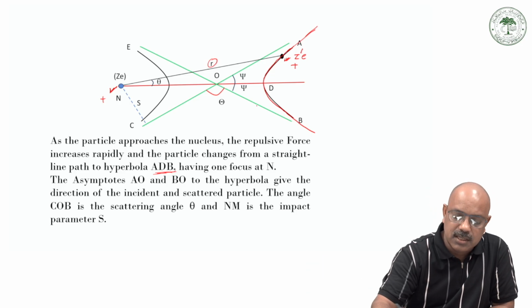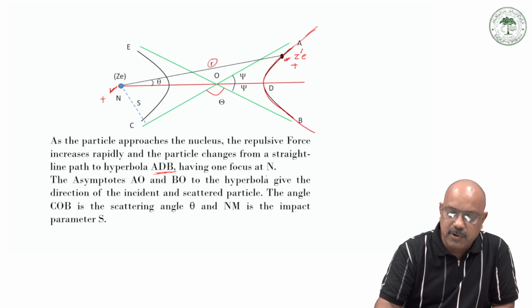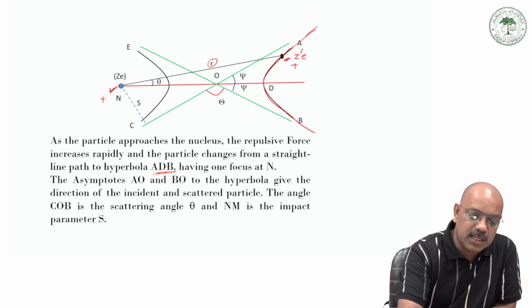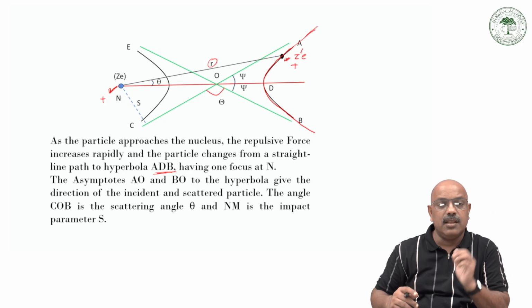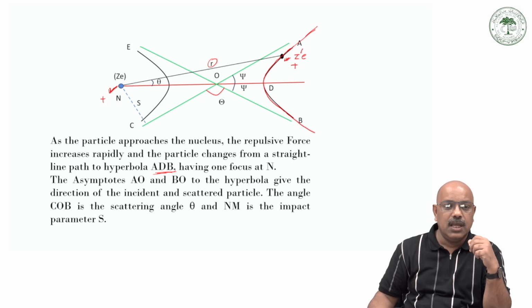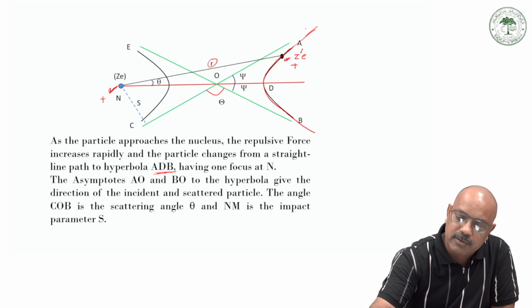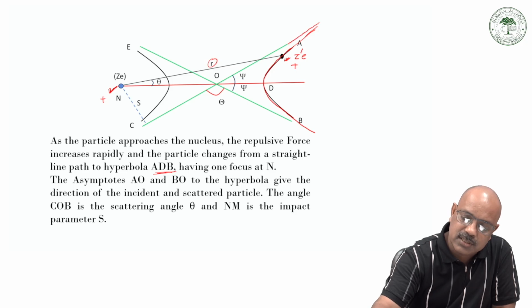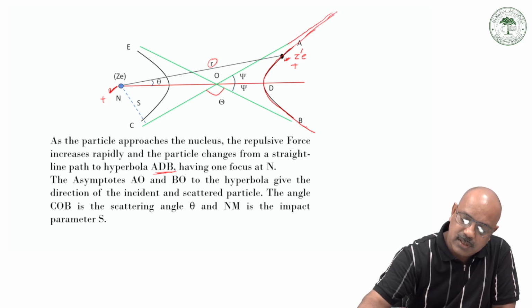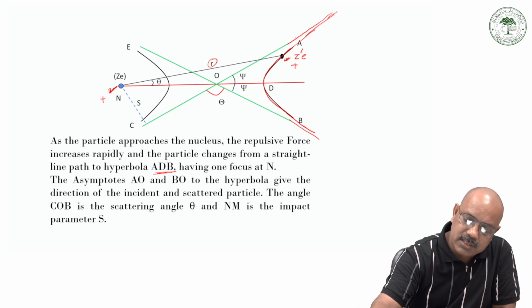This ADB has one focus at this position. When you draw an asymptote along the scattering line from here, the asymptotes meet at a point. So this is what you have.